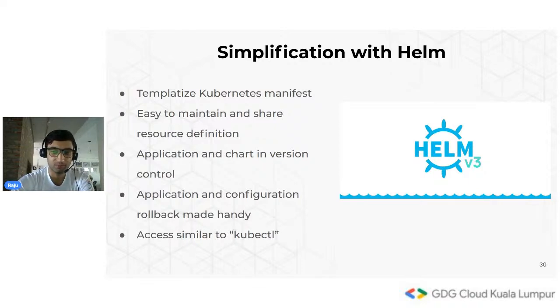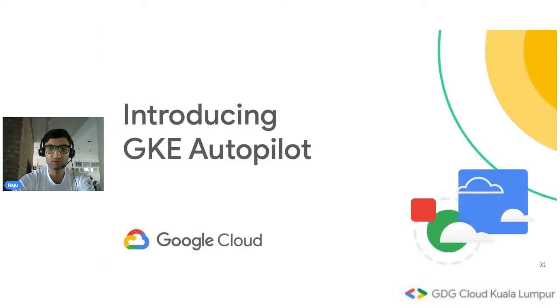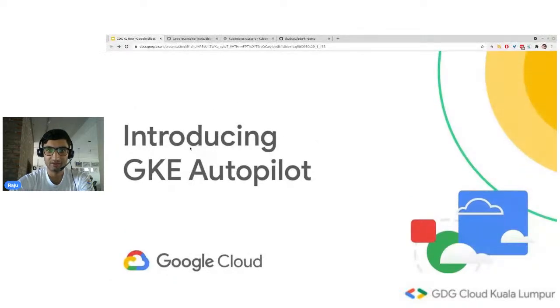So we can just share this Helm chart with the production team, and they can just run it using that chart. That makes it a lot easier. And the access to Helm is just like kubectl, the binary we use for managing those Kubernetes resources. So these are the things, and we'll go into Autopilot in a while.